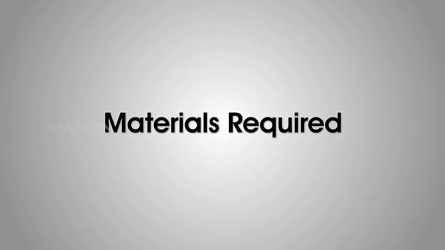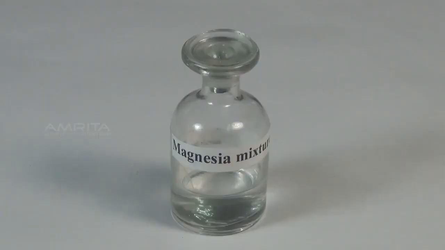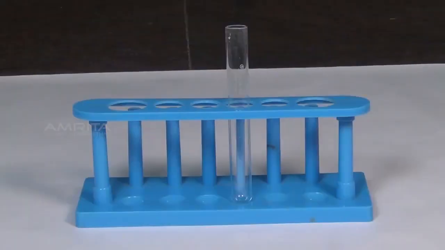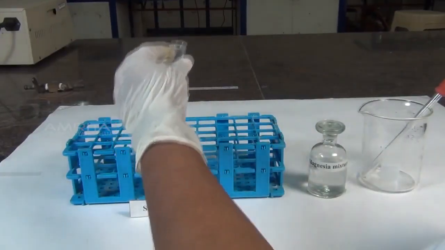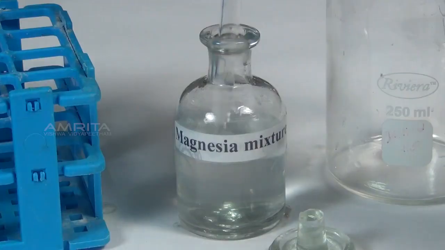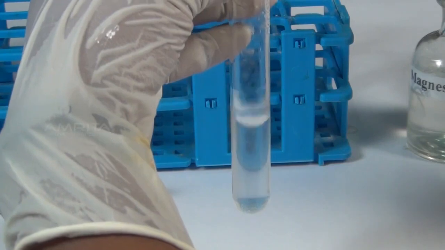Magnesia mixture test. Materials required: aqueous solution of the salt, magnesia mixture, test tube and dropper. Procedure: take a portion of aqueous solution of the salt in the test tube. To this, add magnesia mixture using the dropper.